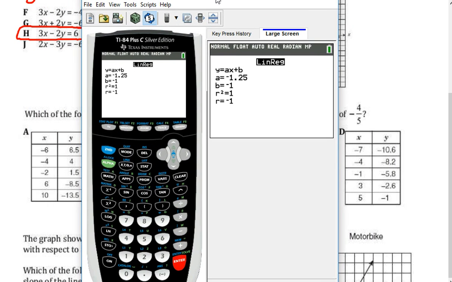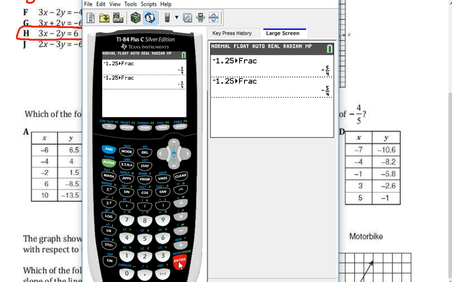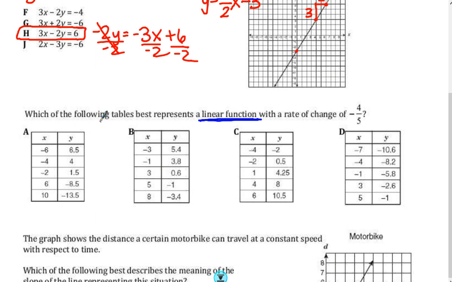Well, it says -4/5, so maybe I don't know what -1.25 is as a fraction, so I could test it. -1.25, math, enter, enter, and I see that's actually -5/4, not -4/5. So he's really close, but he's not the one. So that's how I would test all of these points. So spoiler alert, I'm gonna show you the answer. So if you want to work through these on your own, just pause the video for a second and I'll tell you the answer.